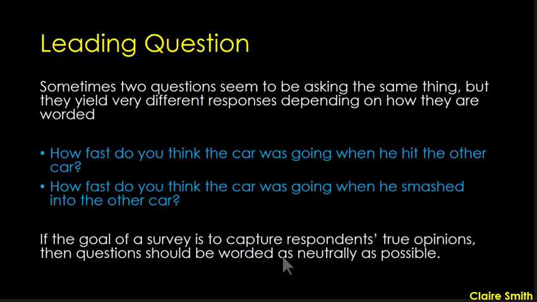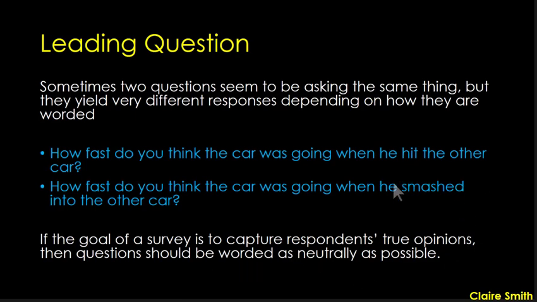So a leading question, sometimes two questions seem to be asking the same thing, but they get very different responses depending on how it's worded. Okay, so for example, how fast do you think the car was going when it hit the other car? How fast do you think the car was going when he smashed into the other car? Okay, so the way we word the question can lead to a specific answer. So we want to make the questions as neutral as possible so they're not influencing the way the participant's going to respond. Okay, so the goal of the survey is to capture respondents' true opinions, so questions need to be worded as neutrally as possible.